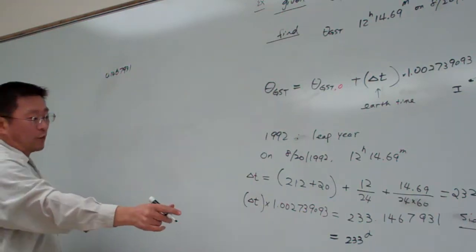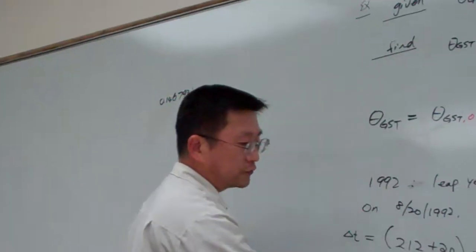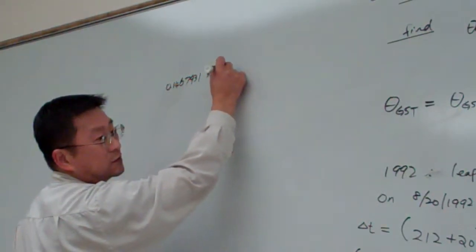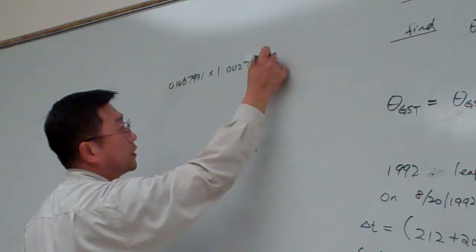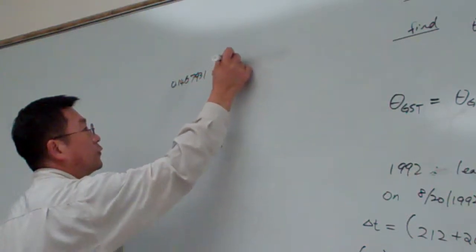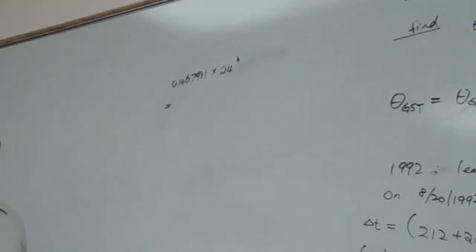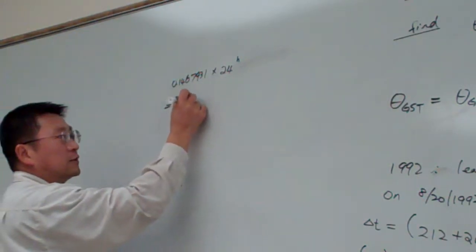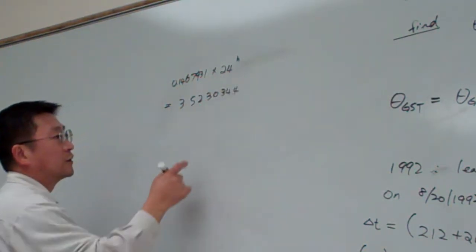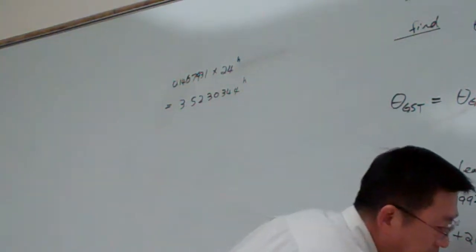Once you operate this calculation, you minus 233, you have this number left. Then you simply multiply with, no, sorry, this is the number of the days. I simply multiply with 24, so that's a portion of the day. Multiply by 24. How much? Anyone can read that for me? 3.530344. Okay, so that's hours. That is 3 hours.